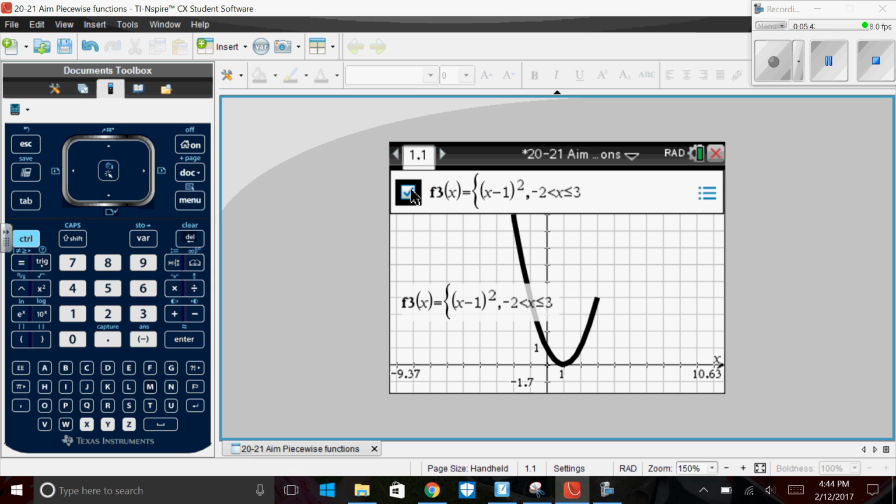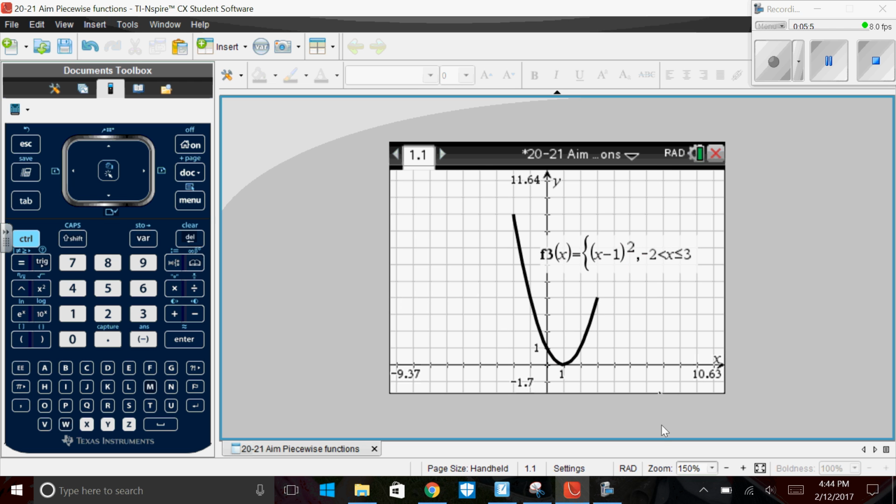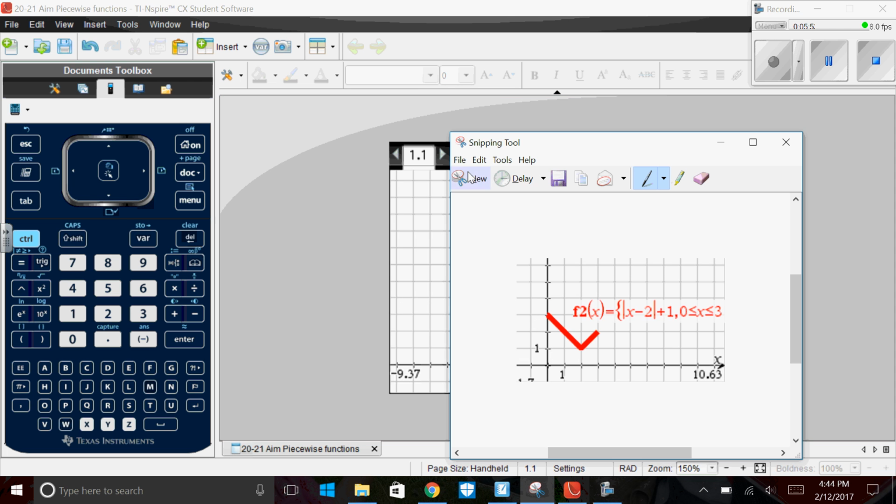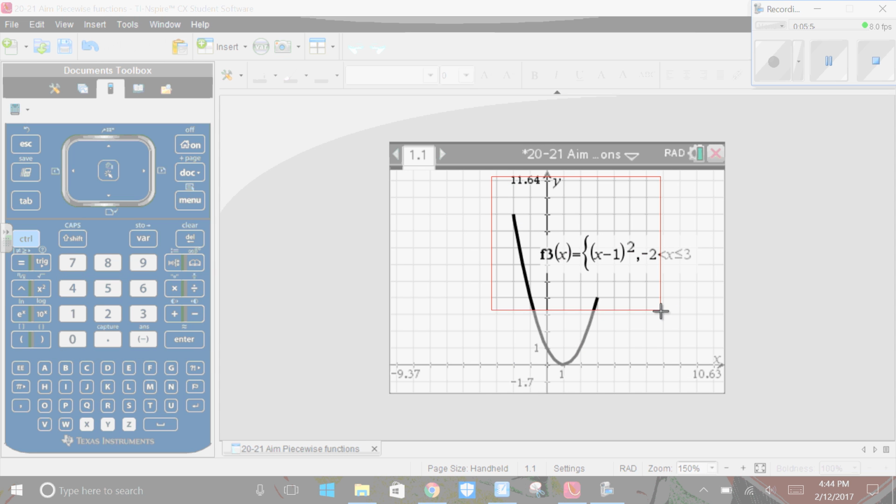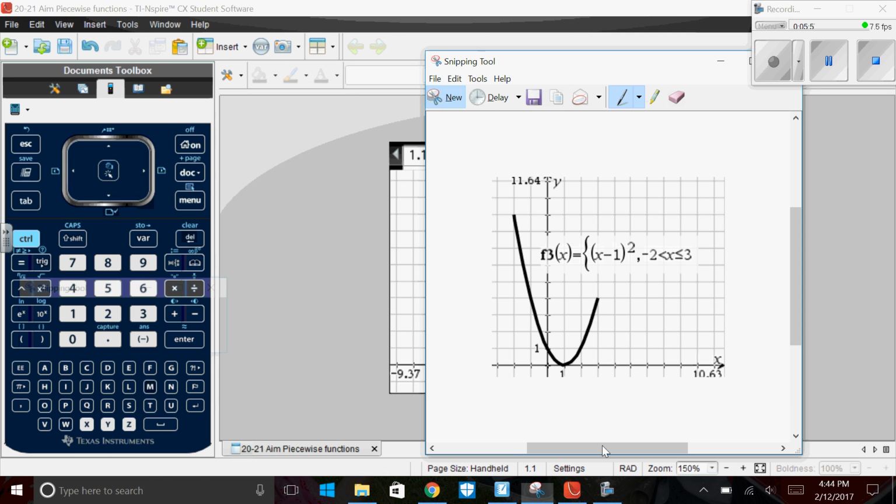So let's see what it captures. It does capture that. Because you could just see a piece that's up here so that you couldn't really see. I'm just going to move this over a bit. Okay, so once again, on your paper, the graph should look like this.